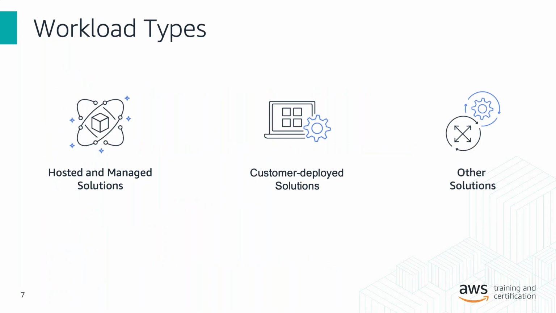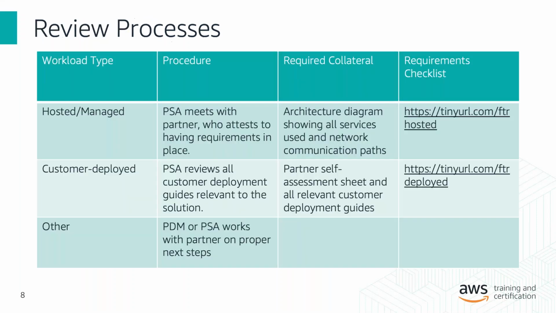So there are three main workload types, and FTR requirements and processes differ according to your solution type. I've mentioned earlier that the FTR Lens really only applies to solutions that you host and manage in your accounts. These are solutions that your customers consume as a service. Customer deployed solutions are those that customers have to deploy and operate in their own AWS accounts. And then there are solutions that don't fall under these two categories. And for these other types, you just have to work with your partner development manager or your dedicated PSA to identify the proper next steps.